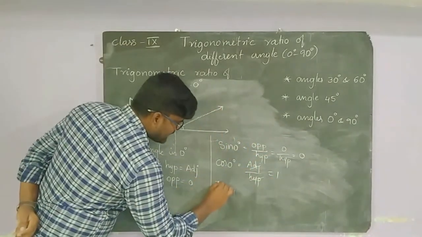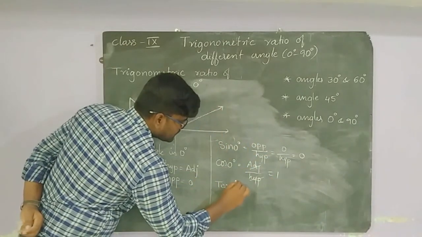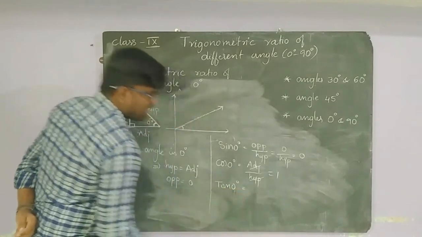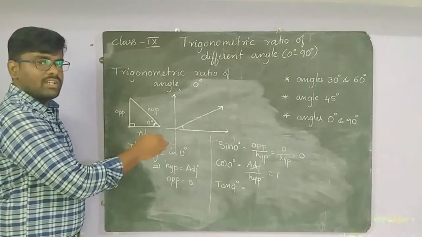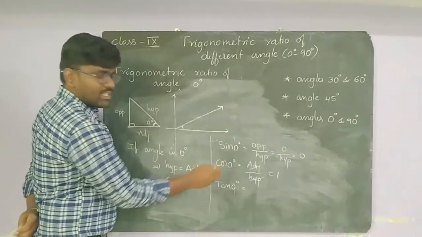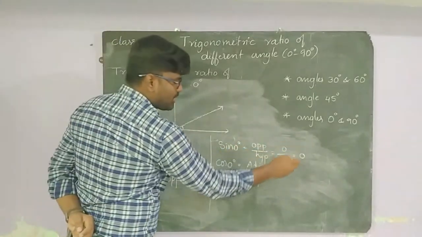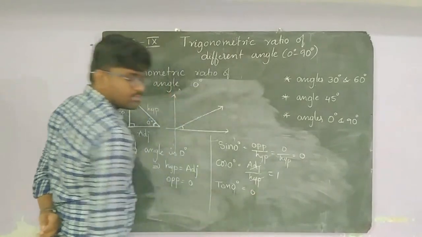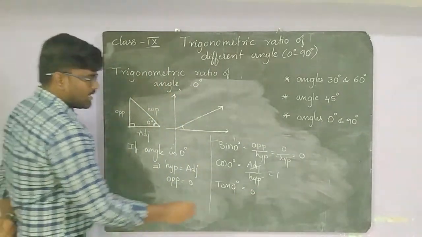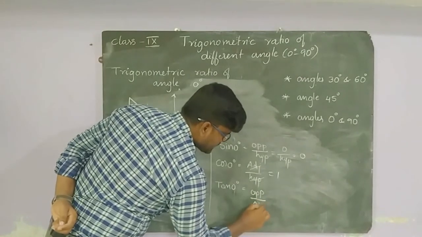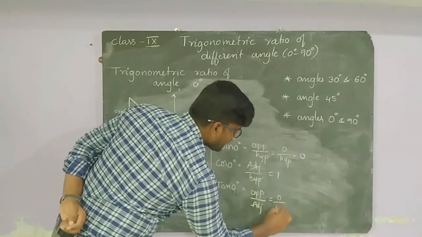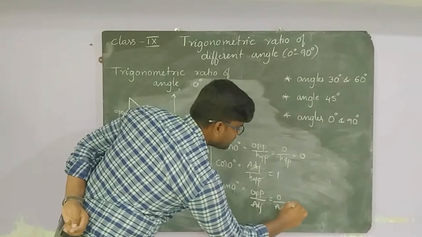In the same way, tan 0 degrees. We can rewrite it as sin 0 by cos 0, which means 0 by 1, which is 0. Or we can write opposite by adjacent. Opposite is 0, so 0 by adjacent becomes 0.